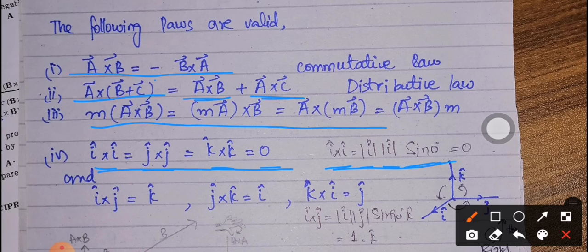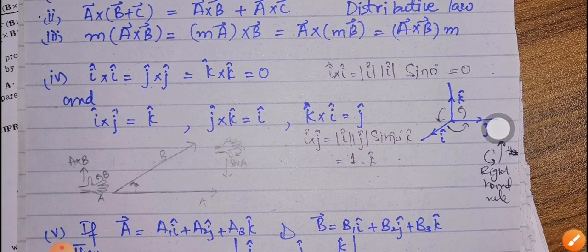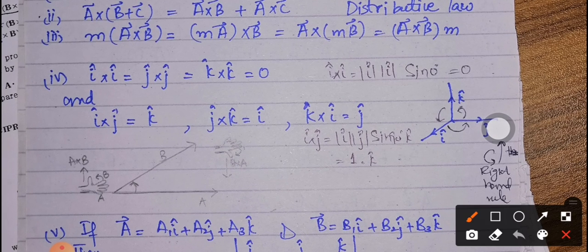But for i cross j, we are going to follow the right hand rule, and according to the right hand rule, we are going to have the unit vector k. So i, j and k are the rectangular vectors that always follow the right hand rule. According to this, whenever we take the product i cross j, we are going to have the vector k, and for j cross i, obviously we are going to have minus k, that is the negative of this vector.